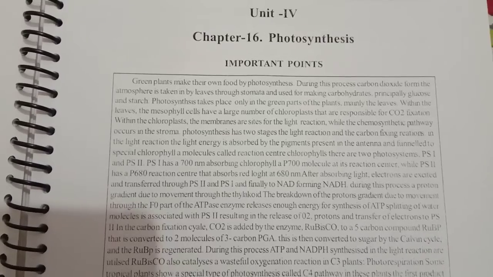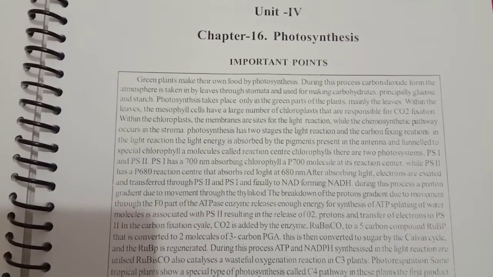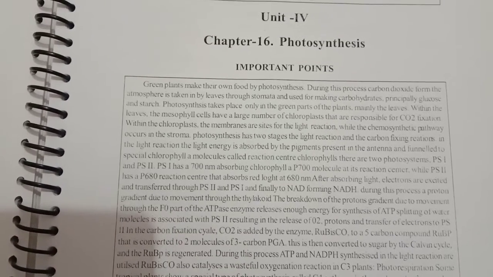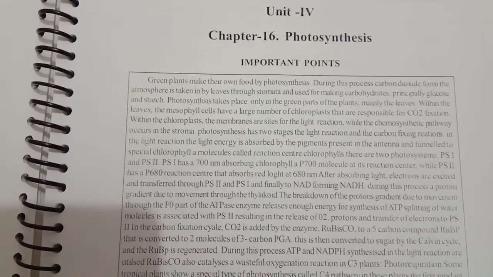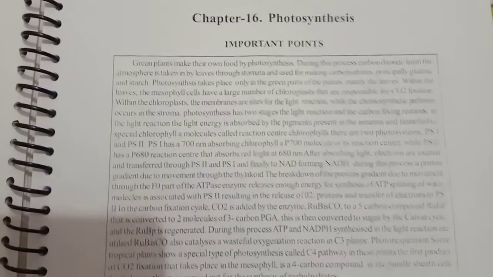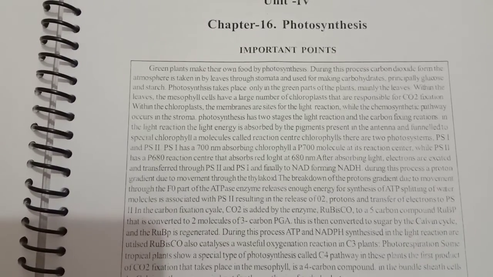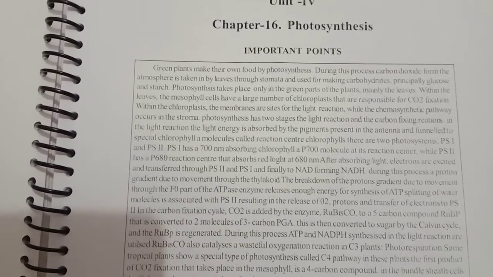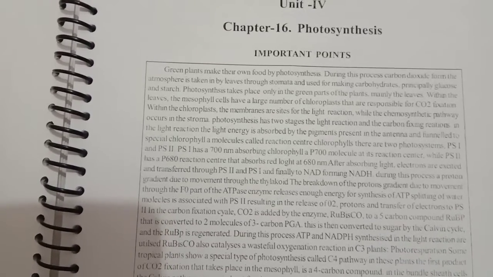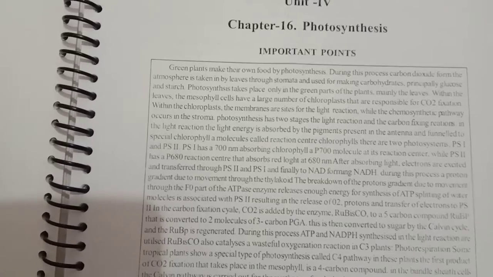As you know, we are in lockdown, so we will try to understand Unit 4 in Class 11, Chapter 16, Photosynthesis. As you know, photosynthesis is the process in which green plants make their own food with the help of the green pigment chlorophyll and sunlight. Now we will discuss some important questions.